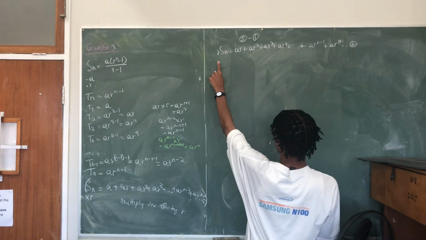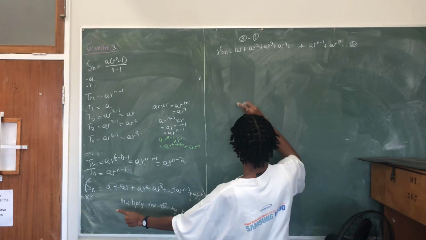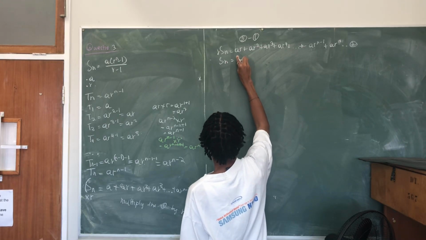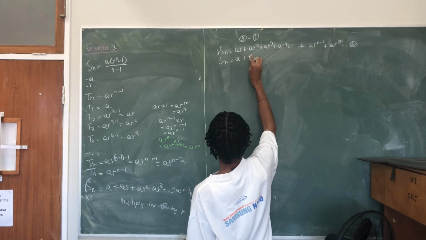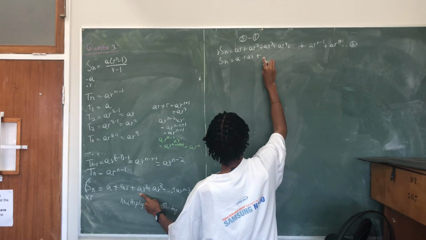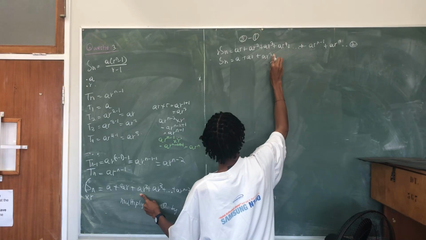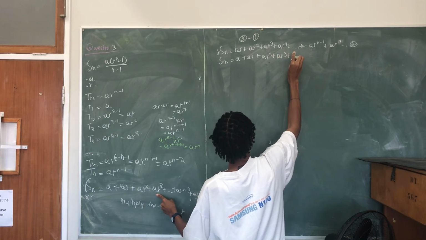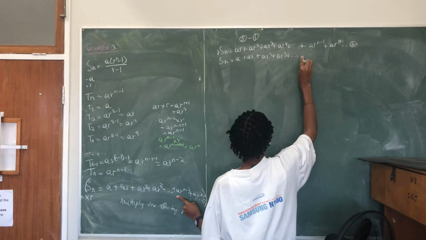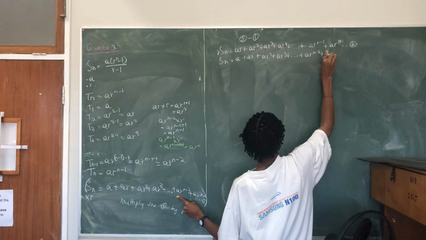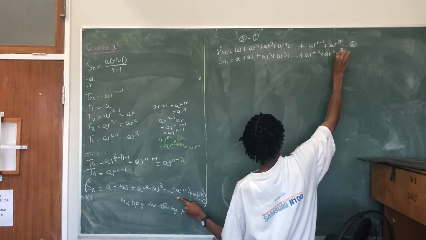We already have our second equation. We're going to write down our first equation as Sn equals a, ar, ar squared, ar cubed, plus the ar^(n-2) plus ar^(n-1).